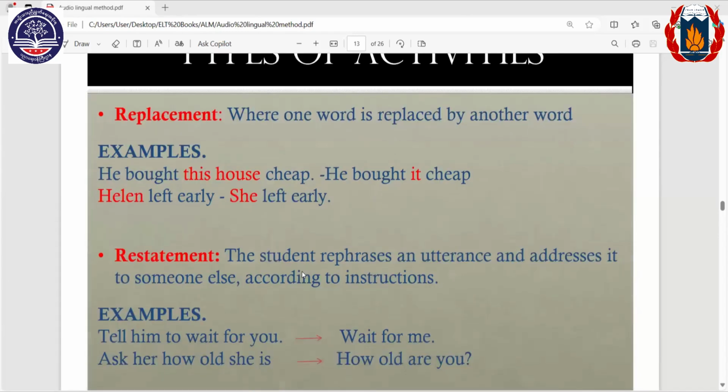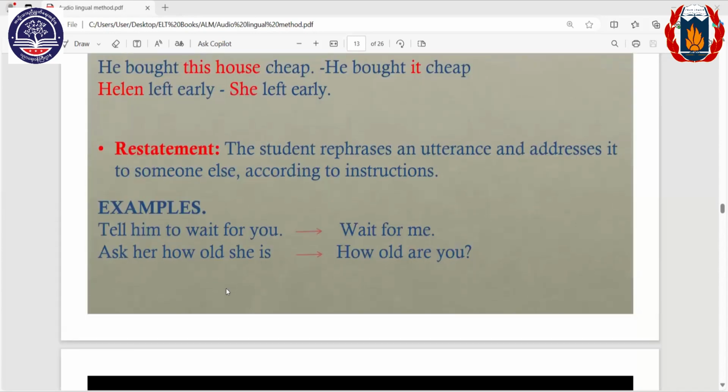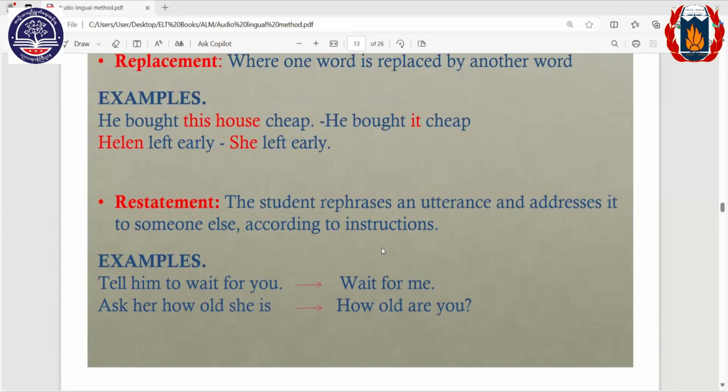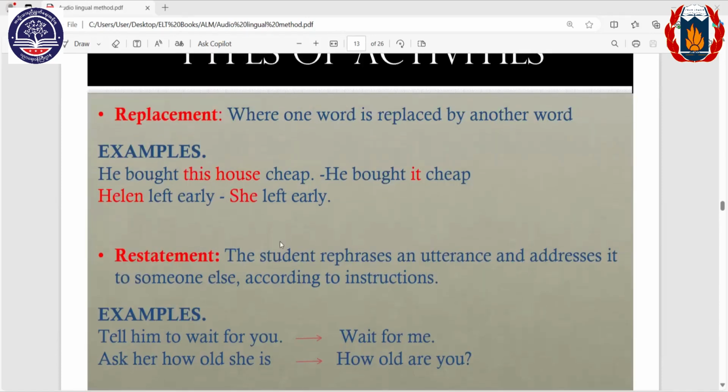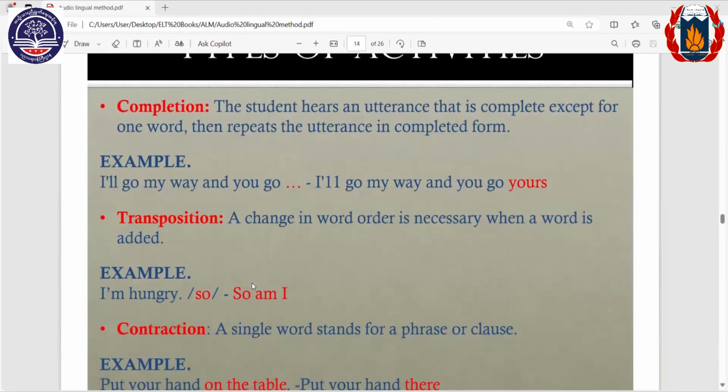And restatement. Restatement means the student rephrases the utterance of the sentence produced by the teacher and also addresses it to someone else. For example, tell him to wait for you. Yeah, you restate, wait for me. And the teacher will say, ask her how old she is. You will restate, how old are you? Like that. This is also called the activity of restatement. So replacement, restatement, and the next one is completion.